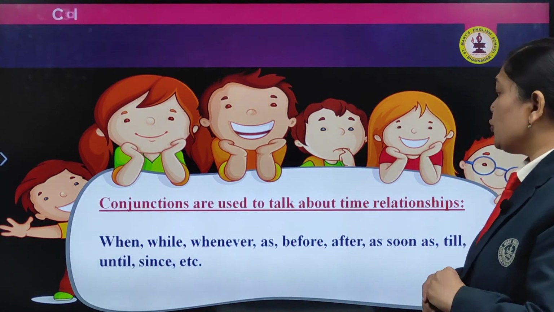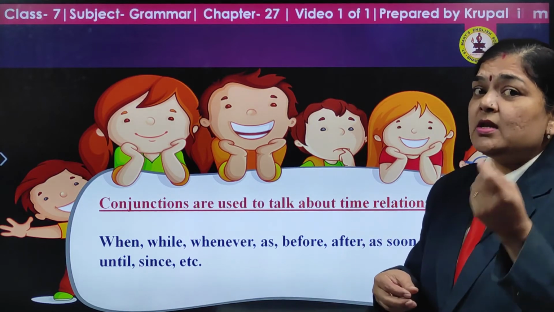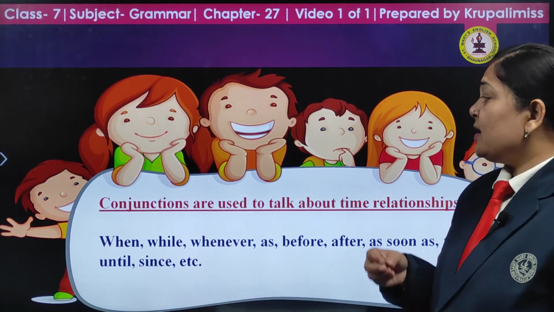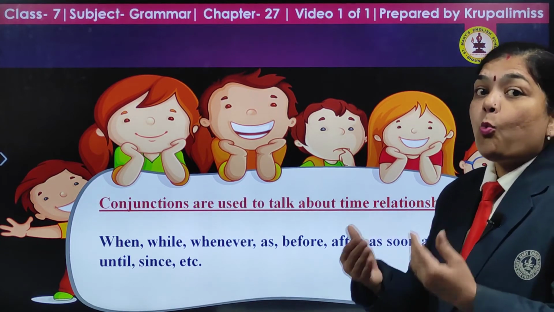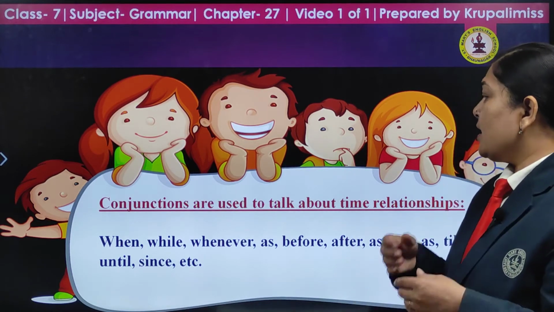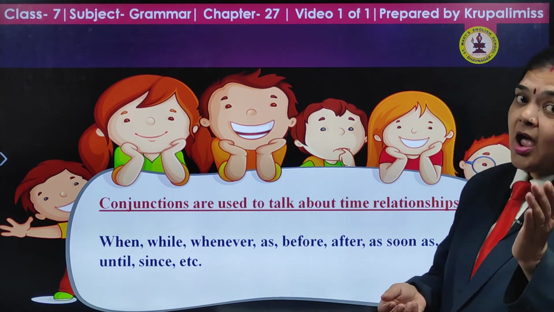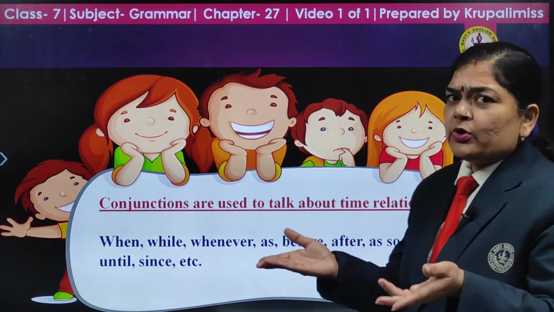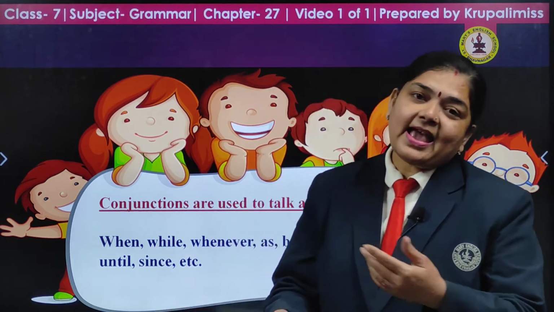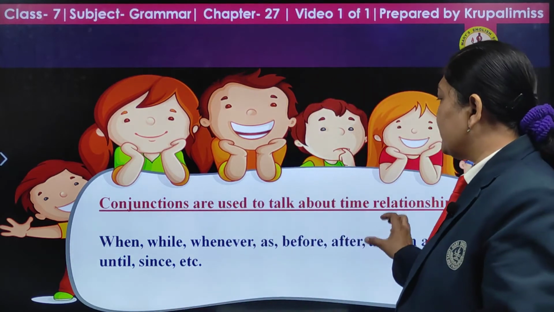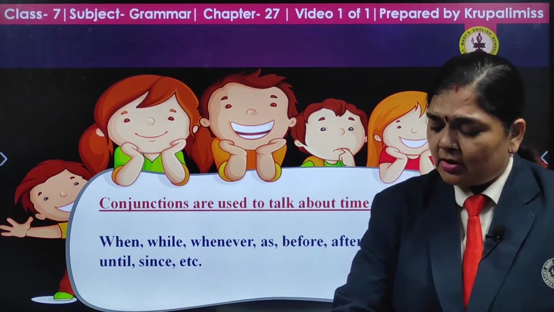Next example children. Conjunctions are used to talk about time relationships also. There are certain conjunctions, certain words, which are used for time relationships. For example, when, while, this shows the time. Whenever, as, before, after, as soon as, till, until, since, etc. These are all words which are used for time relationships. Understood?